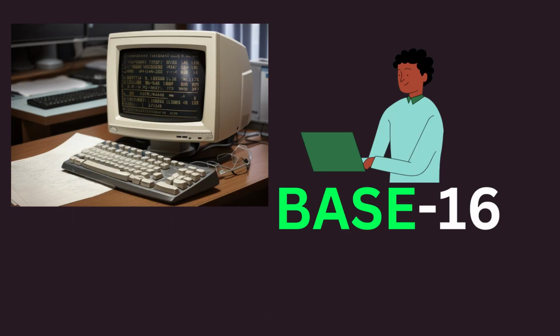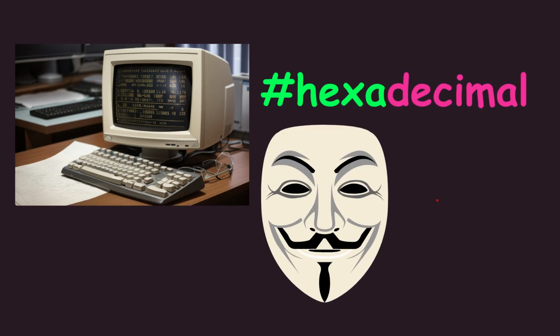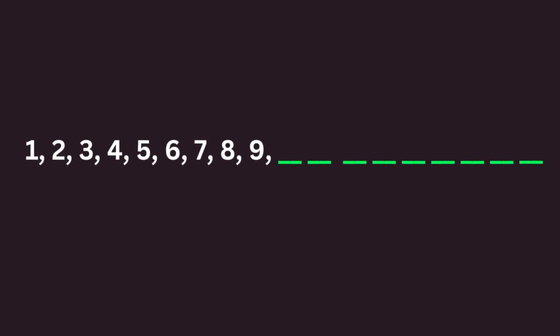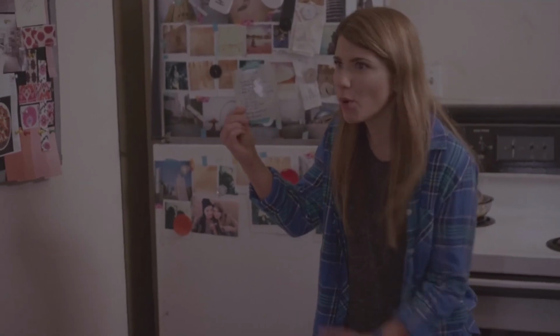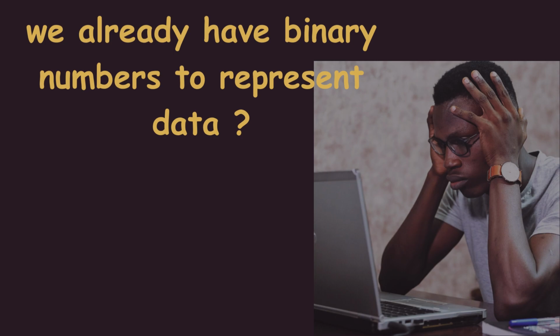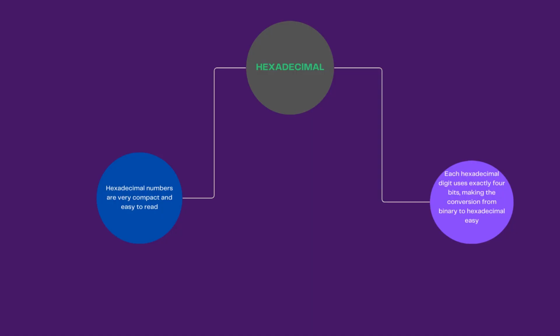Now let's discuss the base 16 system, also called the hexadecimal number system. It's called base 16 because it uses 16 digits, but there are only 10 digits in the decimal number system. The first 6 letters of the alphabet are used as the next 6 digits. But wait. What is the point of this? We already have binary numbers to represent data. Look, the hexadecimal number system solves 2 problems.